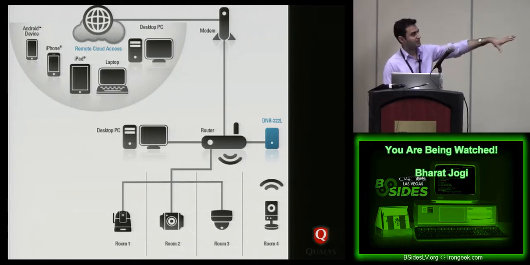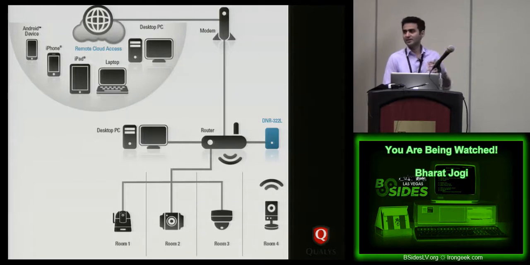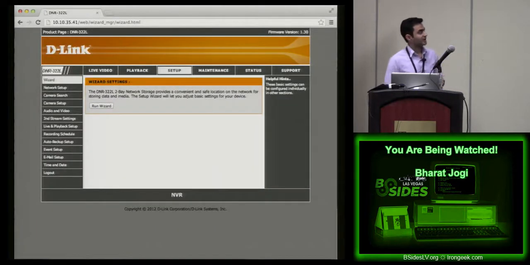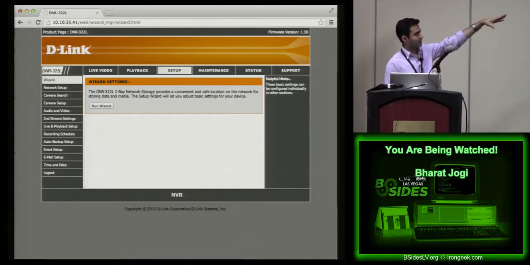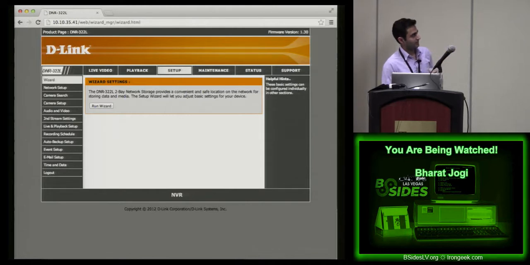Over here you see that these devices are talking to the router, but these devices would actually also talk directly to the network video recorder. So this is what an admin UI for these devices looks like. You can have camera setup, you could schedule event setup, and whenever a motion is detected, you could ask the device to send you an email and things like that.